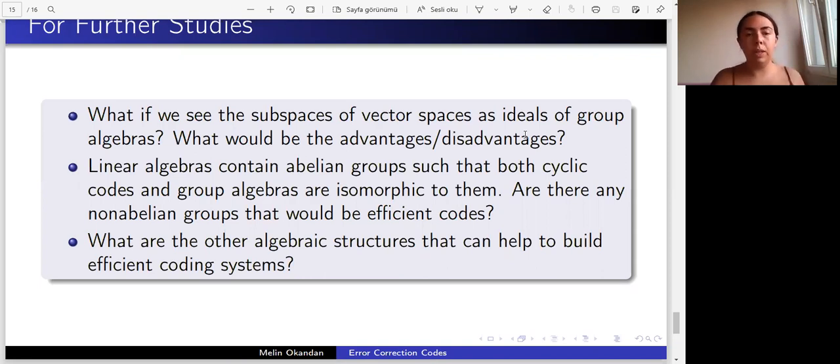Another question can be, as you can see, linear algebras contain abelian groups such that cyclic codes and group algebras are both isomorphic to them. Okay, we know this, but are there any non-abelian groups that will give efficient codes? Well, we are thinking of ways to again construct efficient codes. So can this be the way? Can non-abelian groups satisfy this? A more general question can be, what are the other algebraic structures that can help to build efficient coding systems? Well, this is a very general question to be answered, but yet it expects an answer.